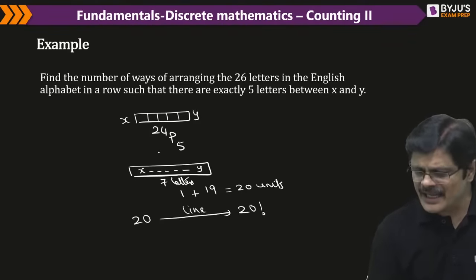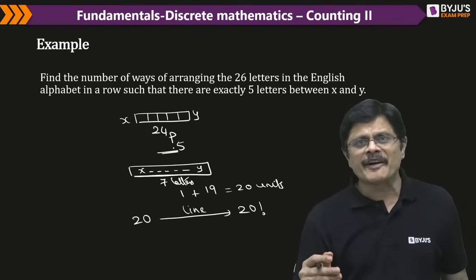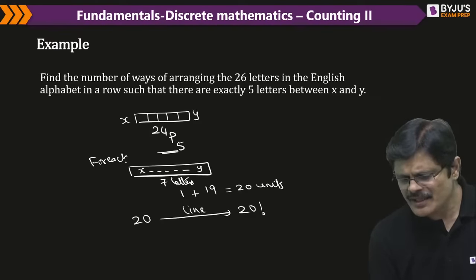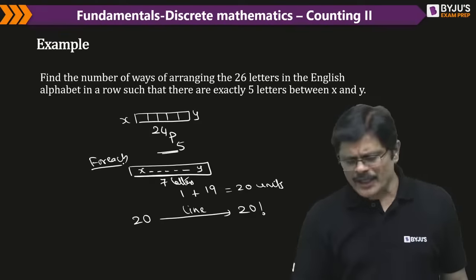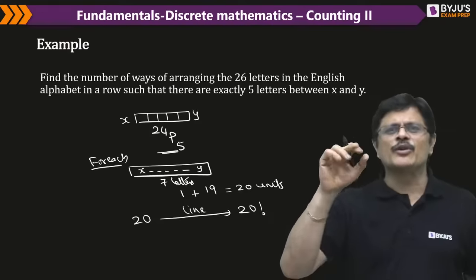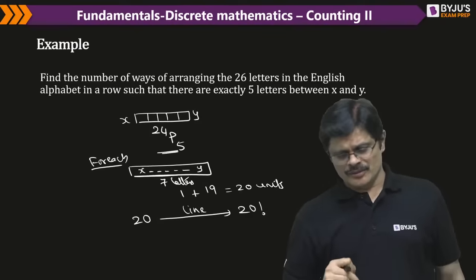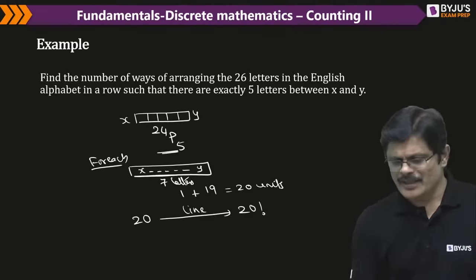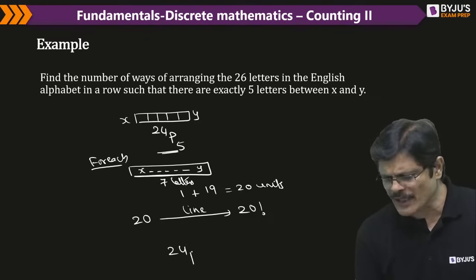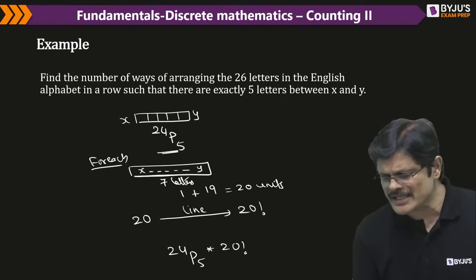Okay, see, first selecting 5 letters and arranging them, that is 24 P5 ways. For each of this, this entirely forms 1 block. With the remaining 19, there are 20 blocks. These 20 blocks can be arranged in 20 factorial ways. So, for each of that, this is 20 factorial. So, people generally feel 24 P5 into 20 factorial is the answer.